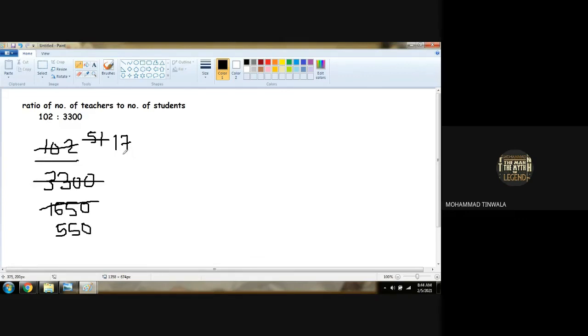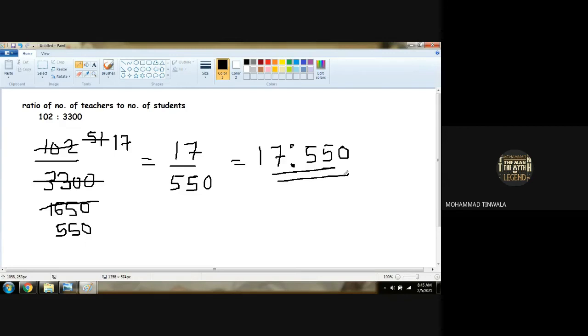Now 17 is a prime number. 17 and 550 will not get cancelled with anyone. So 17 upon 550 will be the answer. So can I say that 17 is to 550? Any doubt with this? Is it understood or not? Yes, sir. Boys, understood.